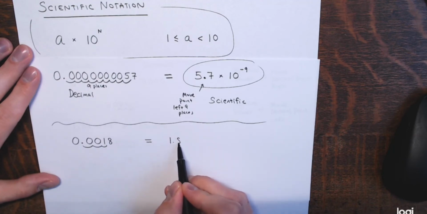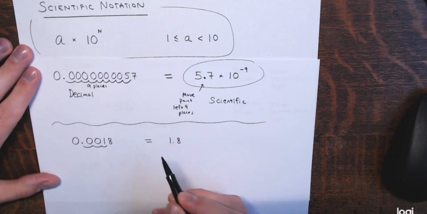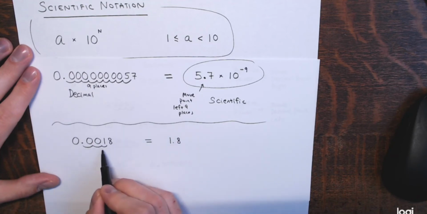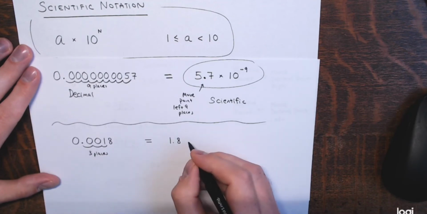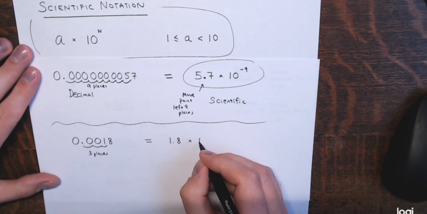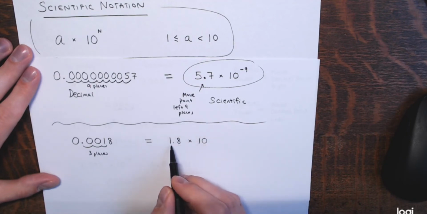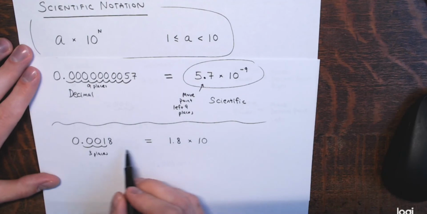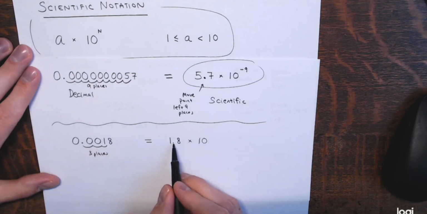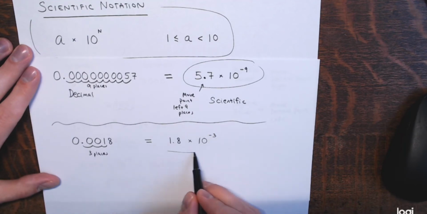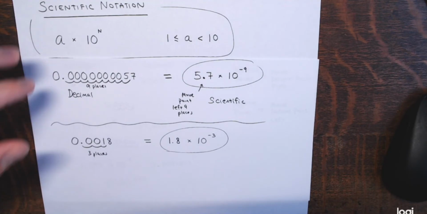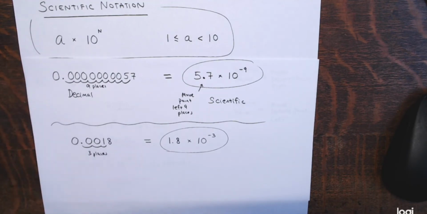That's a number from 1 to 10. And that was what? 1, 2, 3 places. All right, that was 3 decimal places that I moved the decimal point from. And then I have to multiply 1.8 by some power of 10 to move it back. I want this to be equal to 0.0018. So I need to take this decimal point, 1.8, and move it to the left 3 places. So I need 10 to the negative 3rd power. All right, that'll move it back to the left 3 places and give me 0.0018.